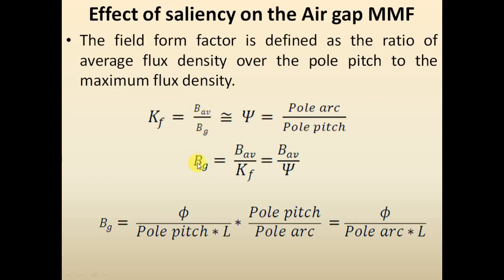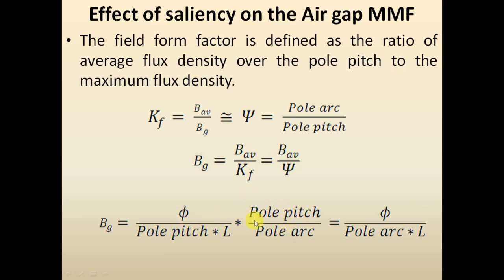From this relation you can write Bg is equal to B average by Kf, or Bg is equal to B average by psi. Average value of flux density over the pole pitch can be found out by using the relation flux per pole divided by pole pitch into length, that is the length of the core. This term has to be divided by psi. So instead you can multiply it with its reciprocal term, that is equal to pole pitch divided by pole arc. So in order to find the relation for Bg, for B average you will make this substitution, and for psi you will make the substitution pole pitch by pole arc.